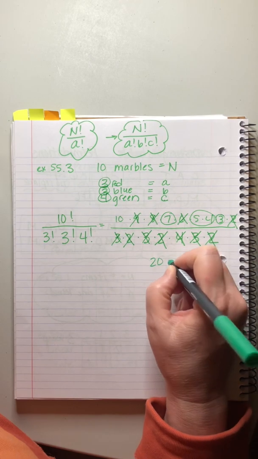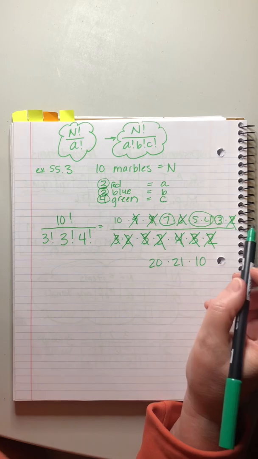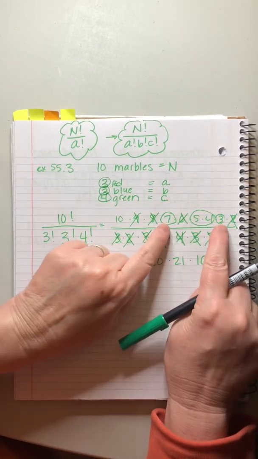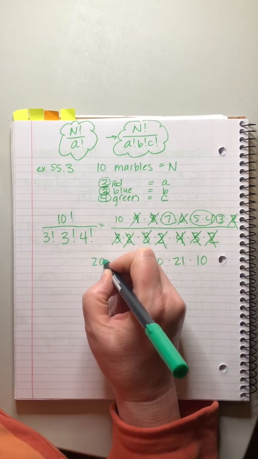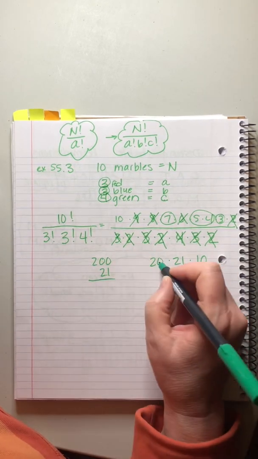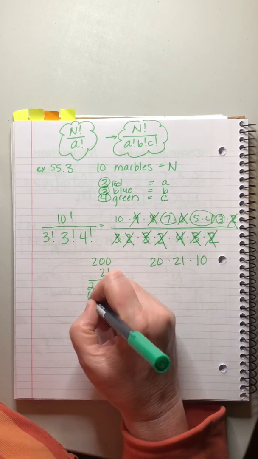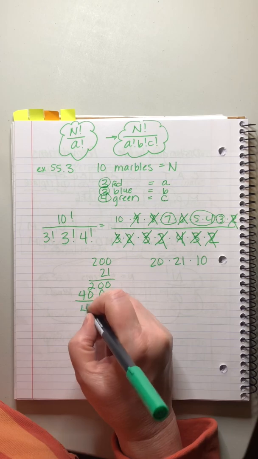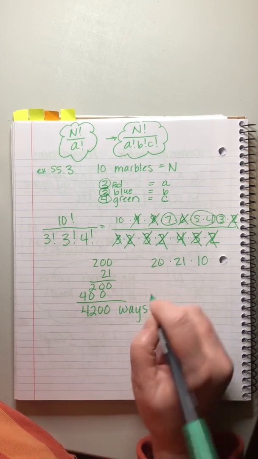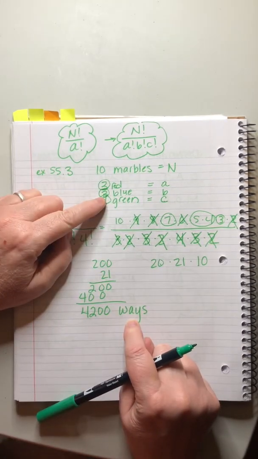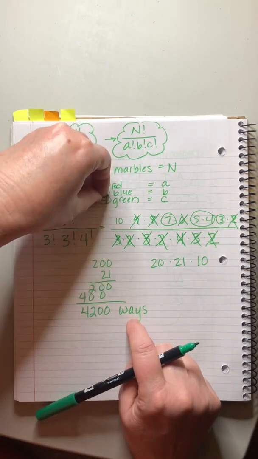So we had 20 times 21 times 10, right? 20 times 21 times 10. So that is 200 times 21, right? I put those two together. And so what we find is that there are only 4,200 ways that these marbles can be arranged so that there are actually different patterns, right?